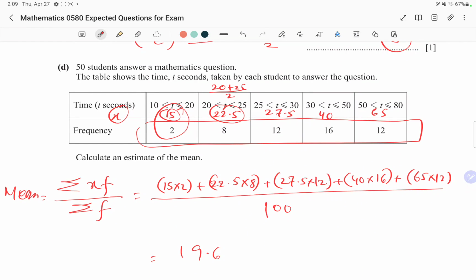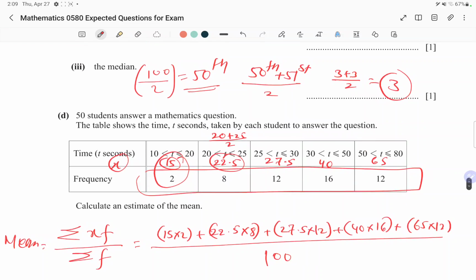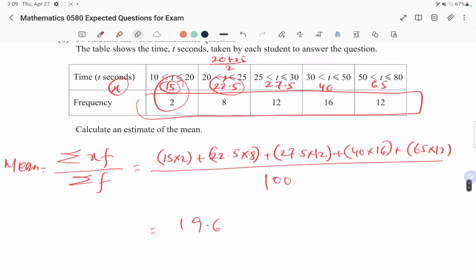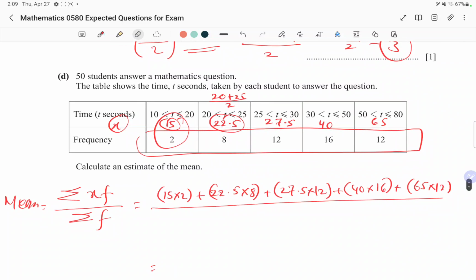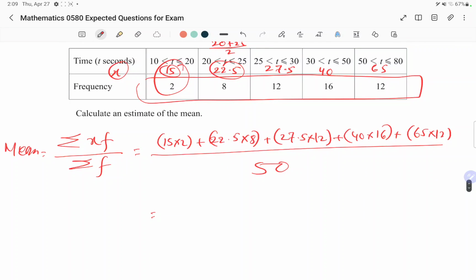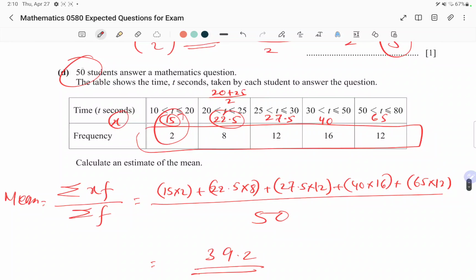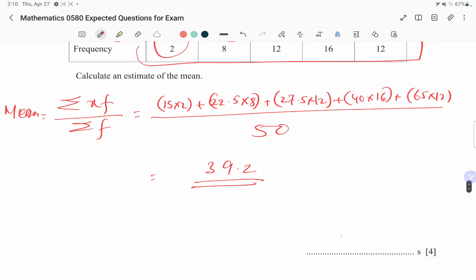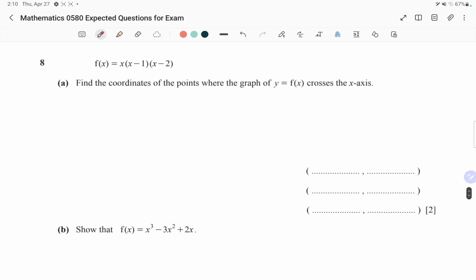Okay, so why am I dividing by 100? It's my bad. It's 50, right? It should be 50. So it's 39.2. Yes. So see, I was making such a blunder. This is 50 and I was writing 100. So it's 50 in the denominator. So this is 39.2.